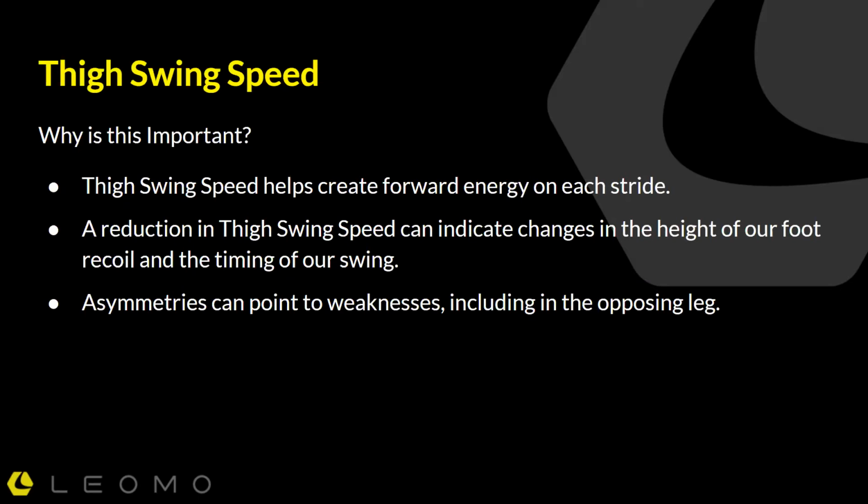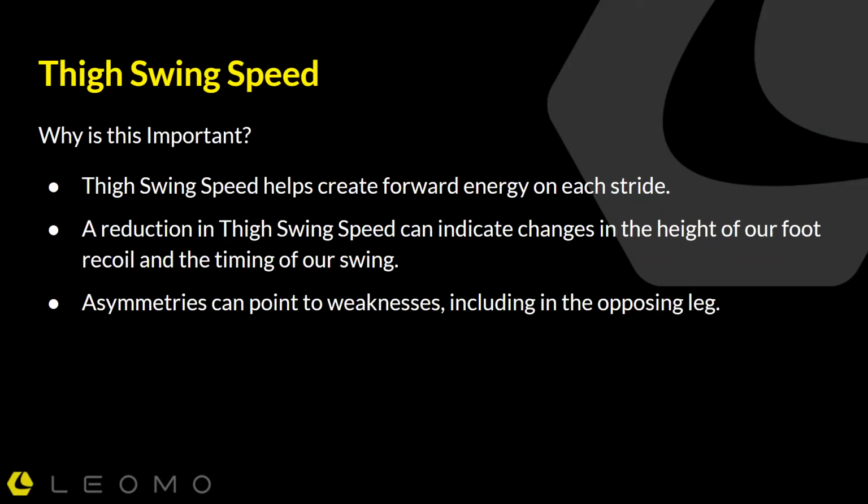A reduction in thigh swing speed can also indicate changes in the height of our foot recoil and also the timing of our swing, things we just talked about with the recoil angular range. If our recoil of our foot starts to decrease, or if it's a little bit lower because we have an asymmetry on that side or we're not using energy as well on one side, that can change the speed we're able to achieve with the thigh on that next phase of the run. And it can also change some of the energy costs of being able to swing that leg at such a speed. So this is a really key metric to measure from an energy standpoint as well.